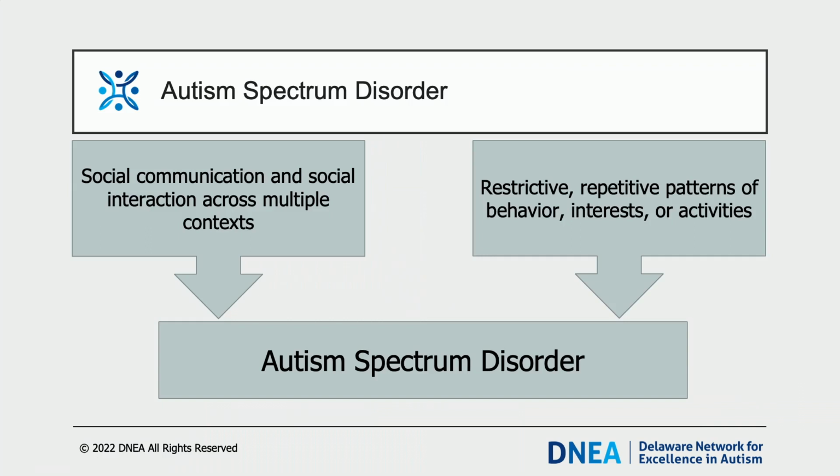There are 2 core areas of development that differ in individuals with autism. Autism is characterized by differences with social communication and interaction, and a demonstration of restrictive, repetitive patterns of behavior or interests. Individuals with autism exhibit these characteristics in a variety of ways and to varying degrees. It's important to consider how these differences impact how an individual functions across all settings, particularly as we talk about using visual supports.